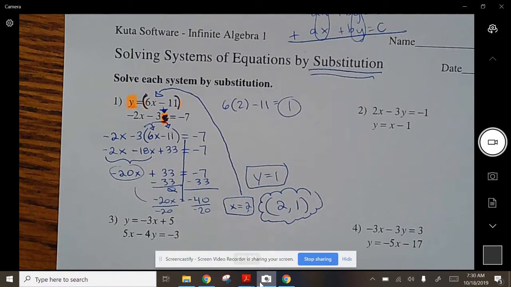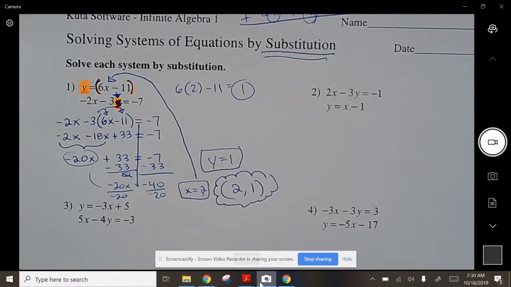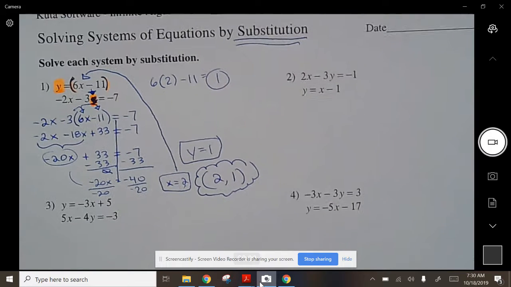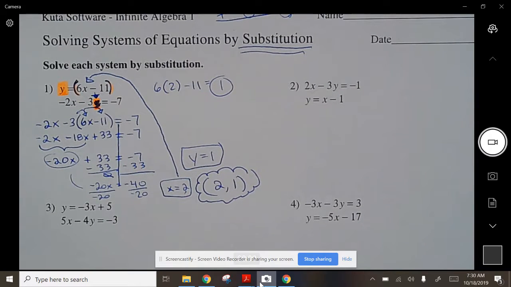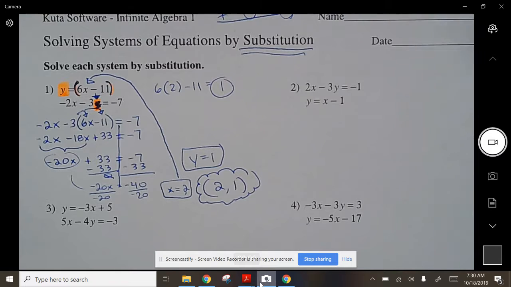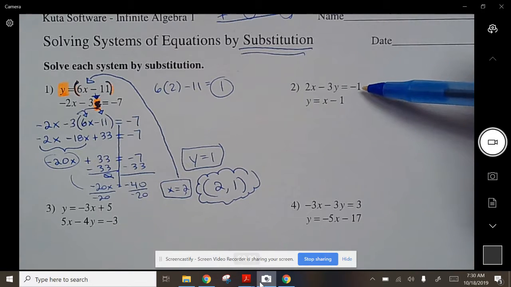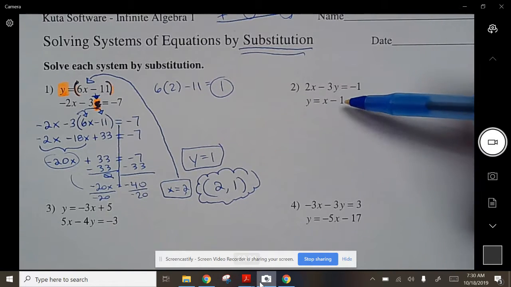Like that, okay? 2, 1. And that's where those two lines connect. Okay, let's go ahead and do another one, and I may ask you a couple questions during this problem, so pay attention. So, am I going to use the top equation for substitution, or can I use this bottom one?